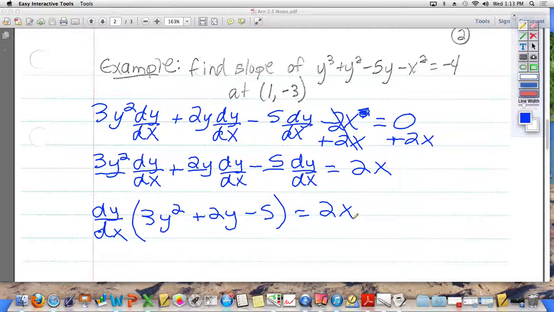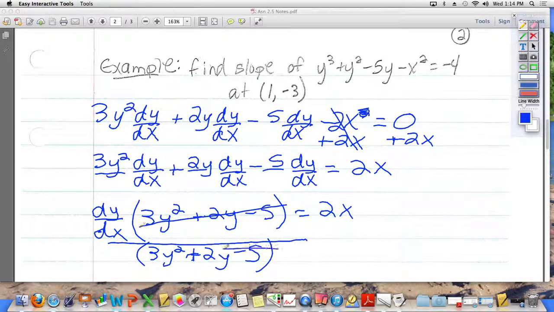All right, now we have to solve for dy dx, which means we need to divide by 3y squared plus 2y minus 5, which means those cancel out. That leaves me with dy dx is equal to, but if I divide the left by that thing, I need to divide the right by all of this. So now I need to divide by 3y squared plus 2y minus 5.